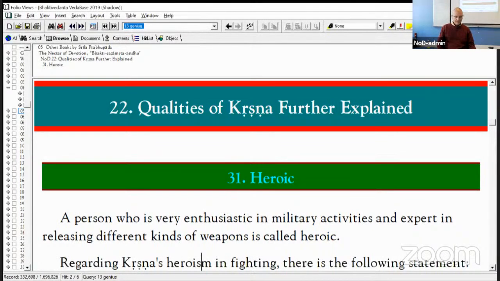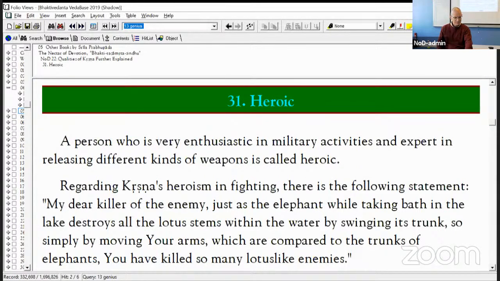Anyway, let's read a few more. 22 qualities of Krishna further explained. Now, this is one of the most famous qualities for any hero because it's called heroic. Right? We want a hero to be heroic, normally, right? So he's able to single-handedly defeat 300 enemies with just a small old PPK Walter pistol.